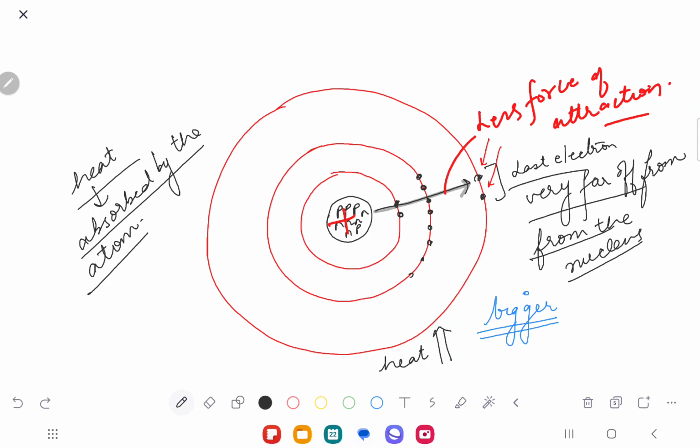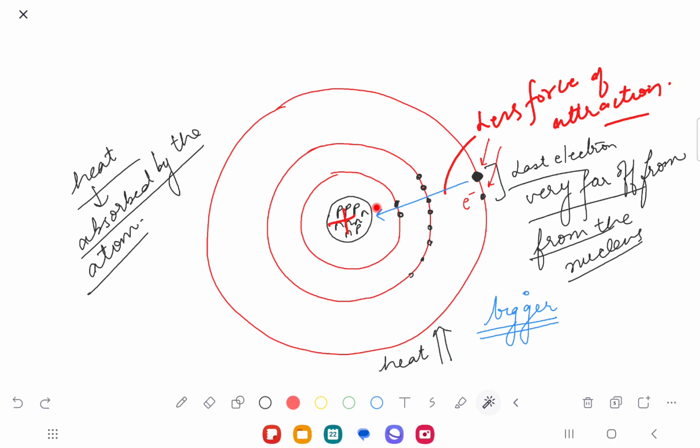When this electron is present on its orbit, this electron is actually being attracted by the nucleus, isn't it? This is being attracted inside. So do you realize that, if there is only the force of attraction inside, this electron might have a fair chance of falling inside the nucleus, isn't it? But still, it is not falling.